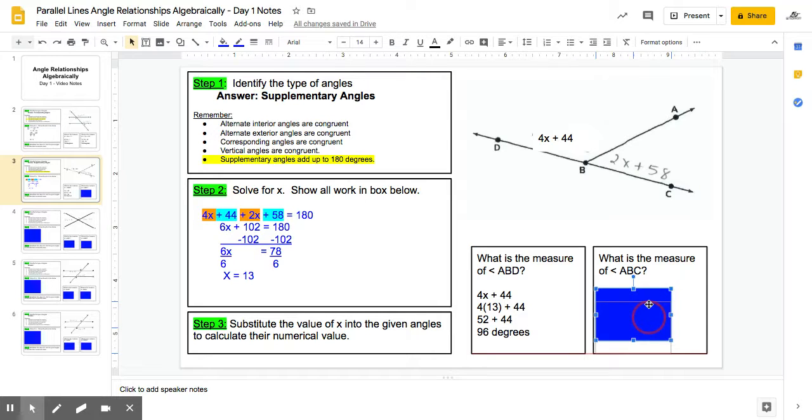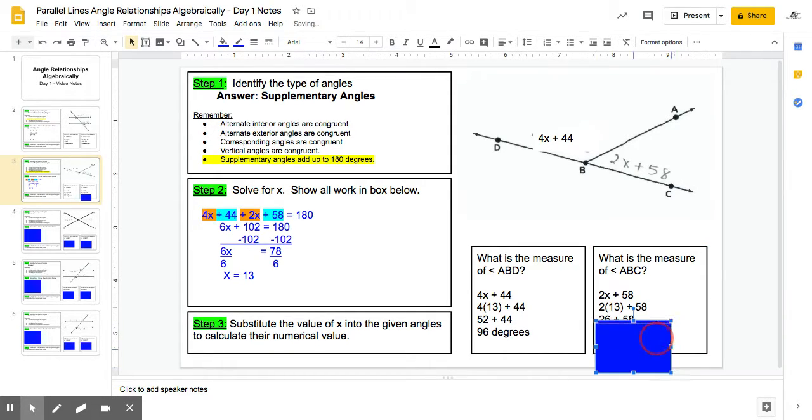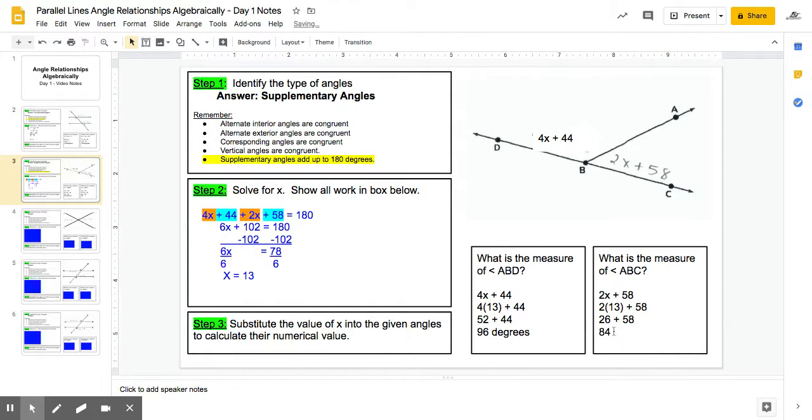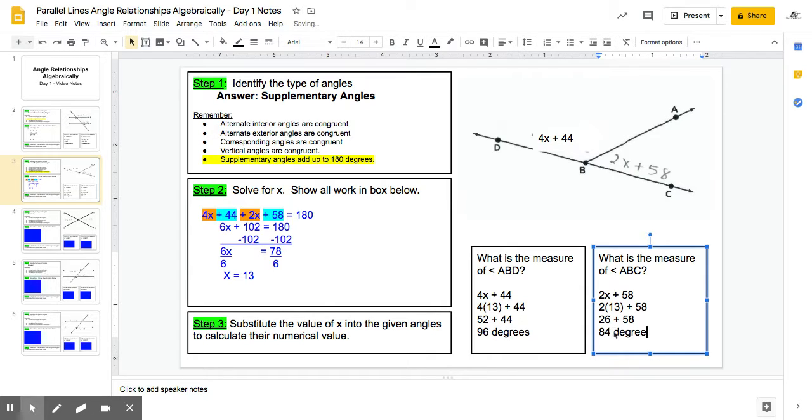Okay, second angle measure is 2x plus 58. So again, instead of writing x, I'm going to plug in 13 where I see x, and then I got to multiply first. 2 times 13 is 26. 26 plus 58 is 84. So the measure of angle ABC is 84 degrees. And again, you can check to see if you are correct by simply adding these two degree measures up and see if they equal 180, because they're supplementary, so we know they have to equal 180. And in this case, 96 plus 84 does in fact equal 180 degrees, so we know we are correct.